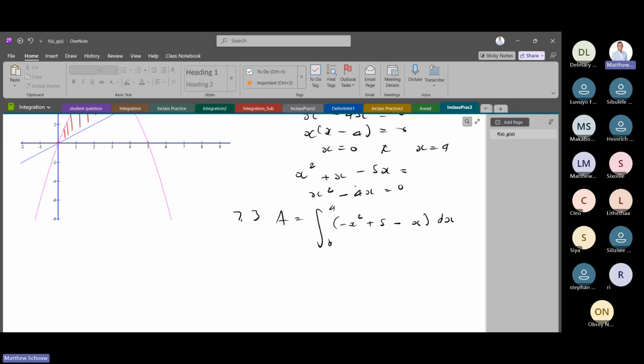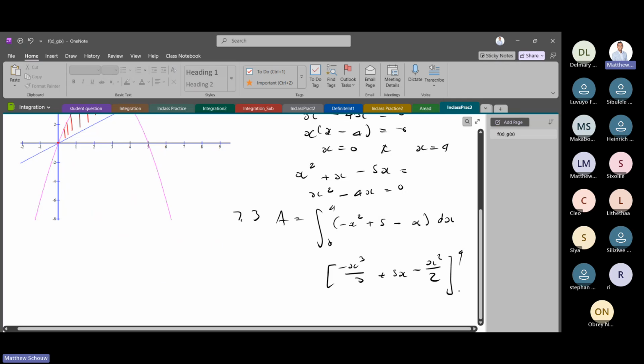Yes, exactly. And then if you integrate this, it's minus x cubed over 3 plus 5x minus x squared over 2. And 4 and 0 will be your bounds. You just have to substitute that.